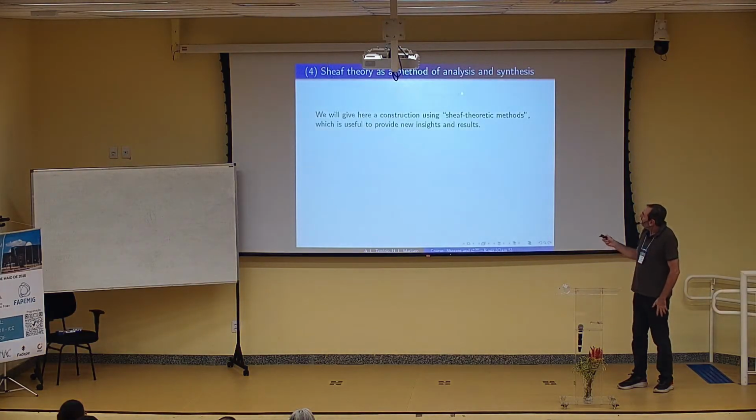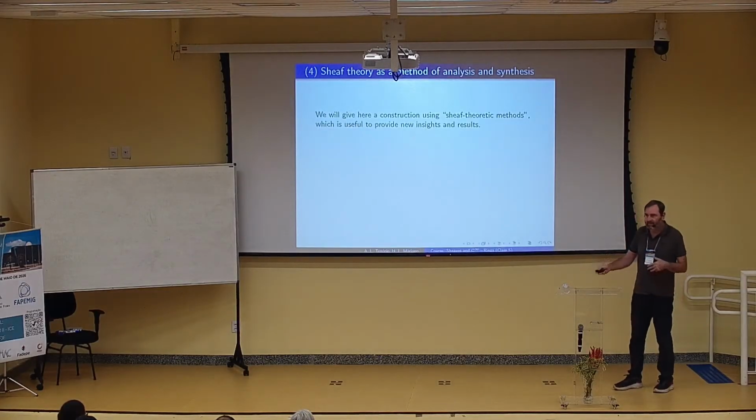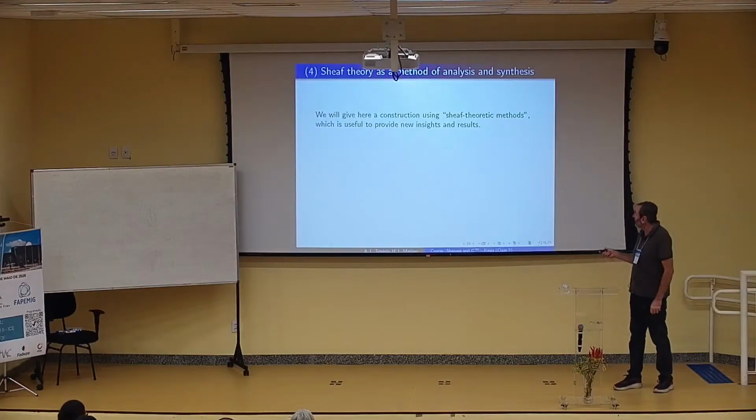Então aqui a gente usa um pouco de teoria de feixes como método de síntese e análise. Vamos olhar esse caso específico dos anéis sem infinito e von Neumann regulares, para, usando métodos de feixes teóricos, tentar construir de outra forma esse funtor adjunto à esquerda da inclusão dos von Neumann regulares nos anéis sem infinito.